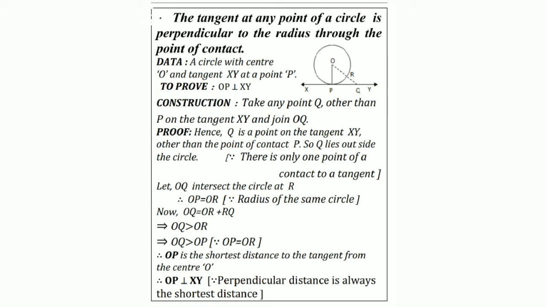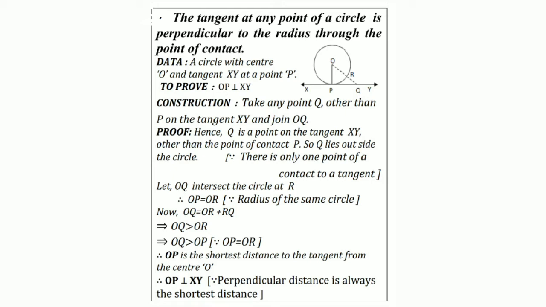How is it possible? So for this, take any point Q other than P on the tangent XY and join OQ. In the proof, Q is a point on the tangent XY other than the point of contact P, so Q lies outside of the circle because there is only one point of contact to a tangent. So already we know that whenever we draw the tangent, there will be only one point. Let OQ intersect the circle at R.